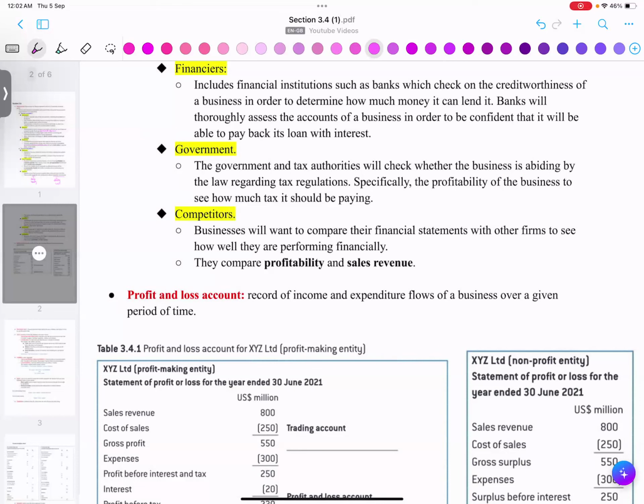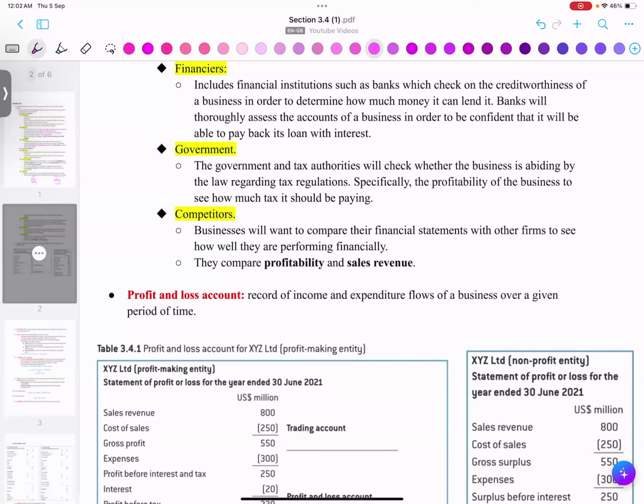So yeah, banks will thoroughly assess the accounts of a business in order to be confident it will be able to pay back its loan with interest, right? So whether it's, I'd say, an overdraft, they can also check the assets the business owns to see if they have anything as collateral.